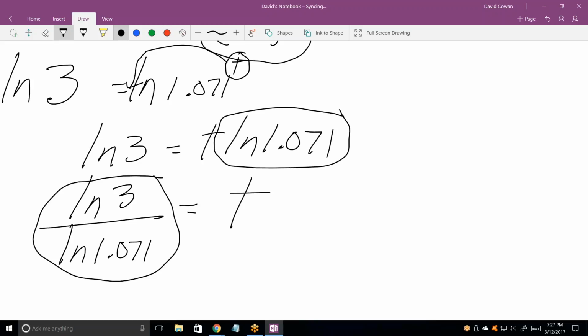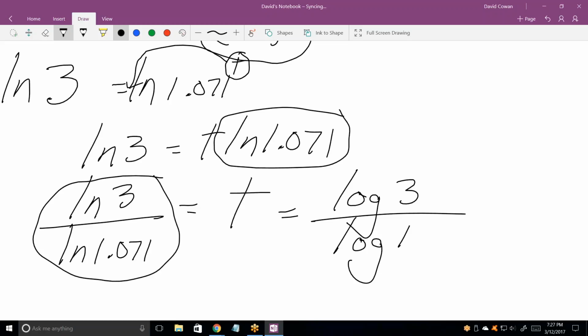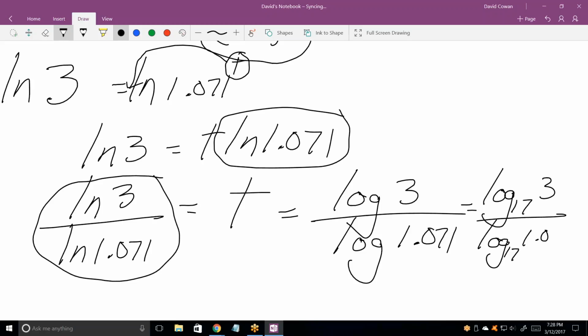Now, when I say it doesn't matter which log you use, it's true. That ratio is exactly the same as this ratio. Common log. There's no difference. In fact, it's the same as log base 17 of 3 divided by log base 17 of 1.071. In other words, the base that you use is irrelevant because when you solve for t, it's always the log of some number divided by same base log of another number.